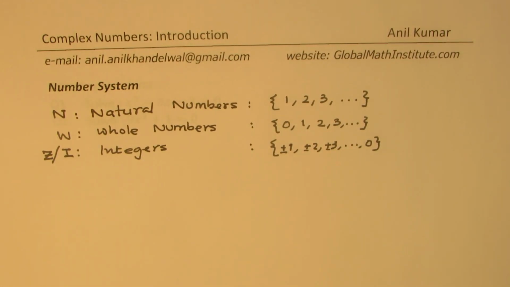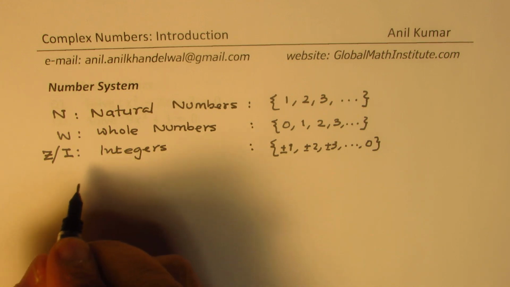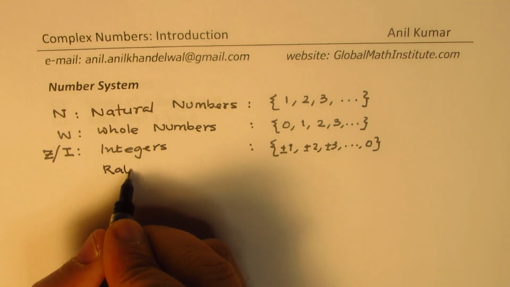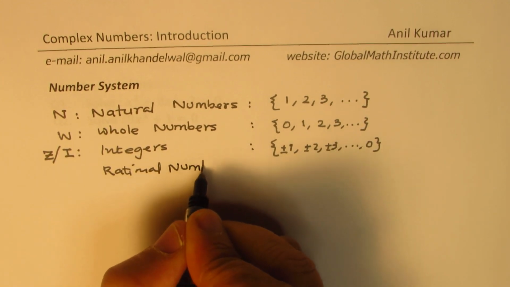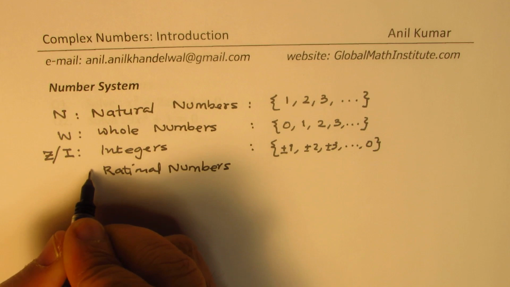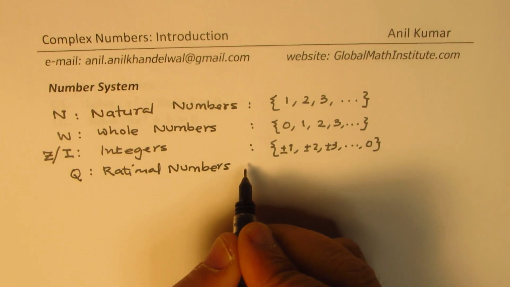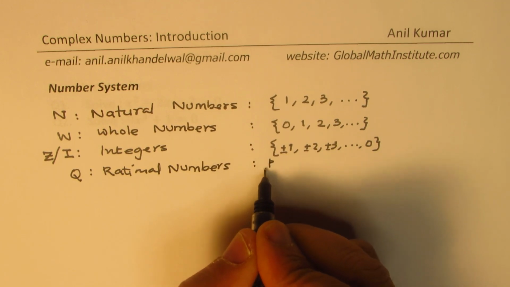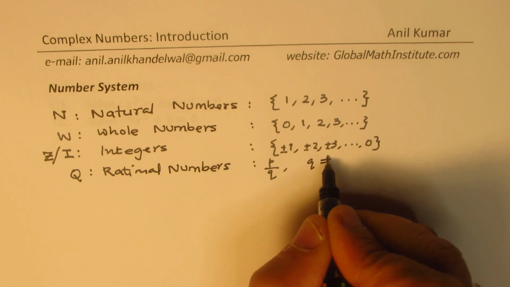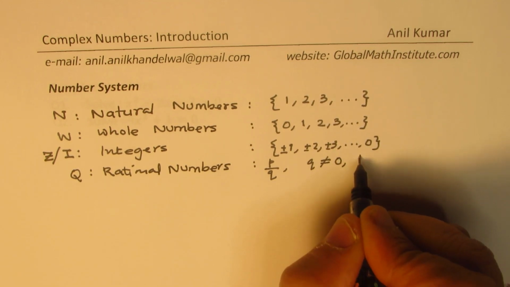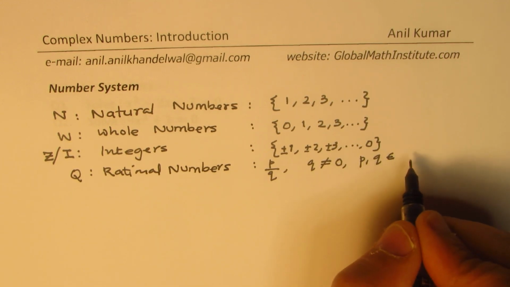Okay. Now this was not the only one. We had these rational numbers. So let me write rational numbers. Symbol is this letter Q. So rational numbers were of the form P over Q, right? Where Q is not equal to 0 and P and Q belong to the set of integers.